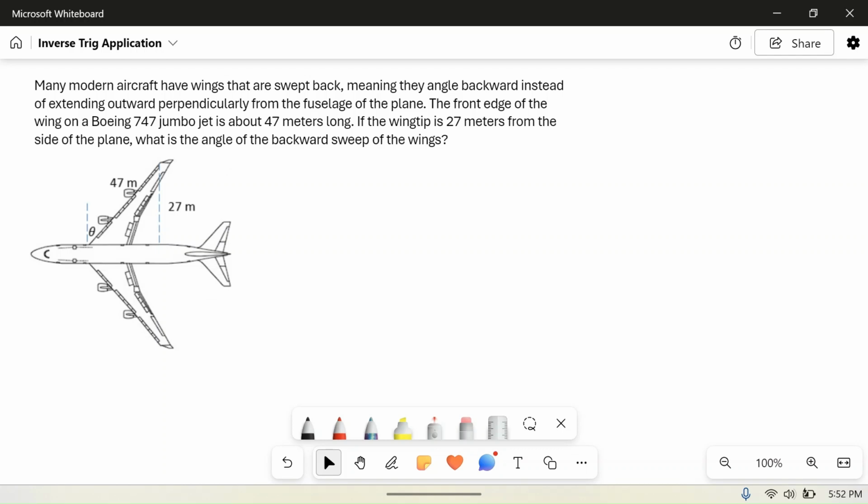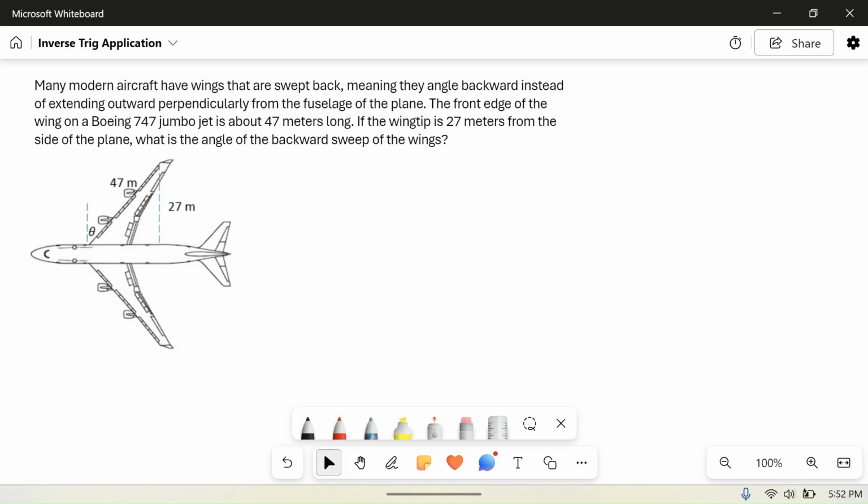The front edge of the wing on a Boeing 747 jumbo jet is about 47 meters long. If the wingtip, so the end of the wing, is 27 meters from the side of the plane, from the body of the plane, what is the angle of that backward sweep of the wings?